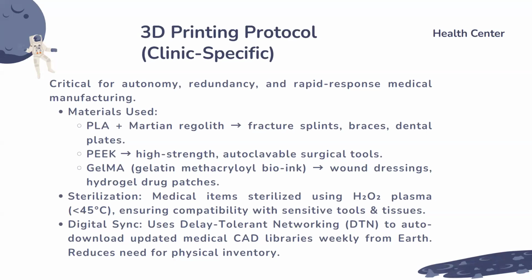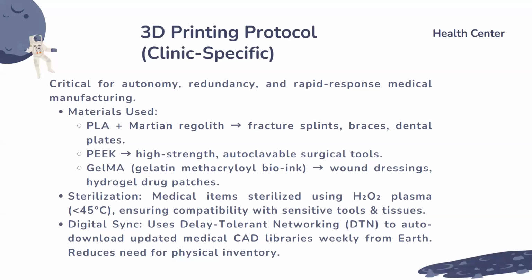Then comes PEEK, which is polyether ether ketone. It's a high-strength thermoplastic that can withstand both mechanical stress as well as autoclave-level sterilization. So it will be ideal for printing surgical tools like forceps, scalpels, or endoscopic guides, etc. Then comes GelMA bioink. This is gelatin methacryloyl, which is a bioink, and it is used for printing soft tissue constructs. What we can print with this includes wound dressings, drug-loaded hydrogel patches, and vascular scaffolds.